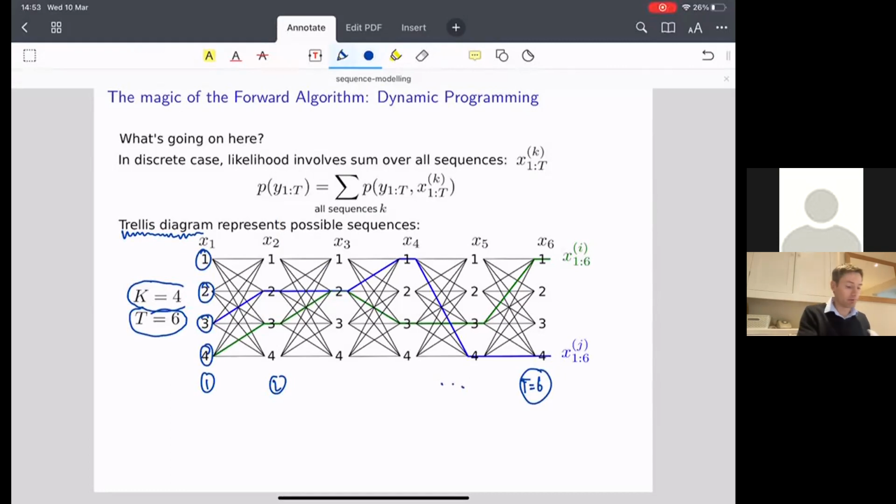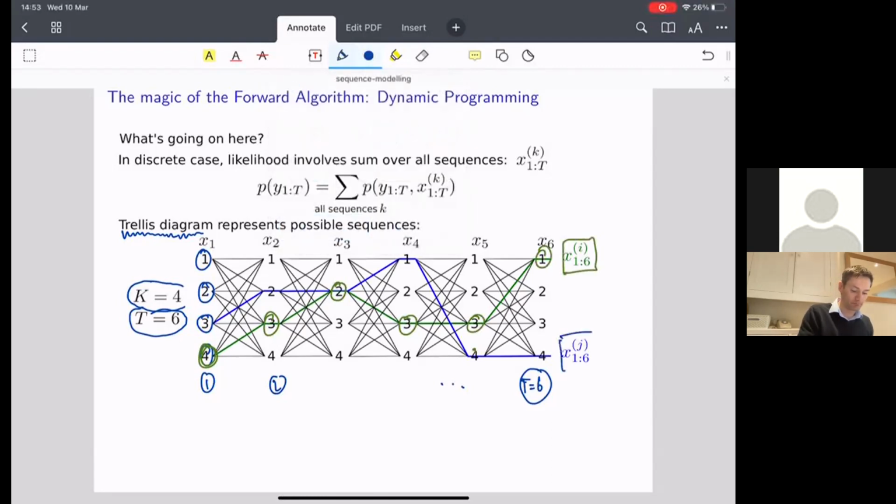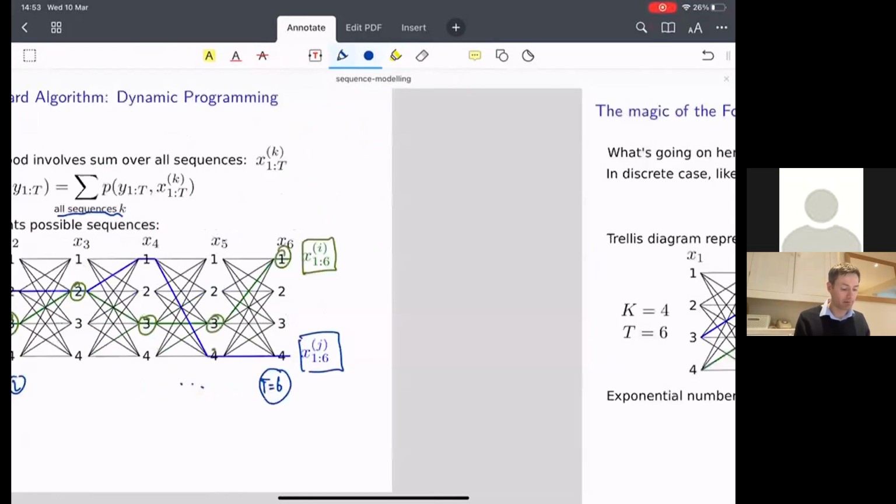So if you look at the green line here, the green line is a sequence which starts in state 4, then goes to 3, 2, 3, 3, and then 1. And that's one possible sequence. The blue line shows another possible sequence. So here we have to sum over all possible sequences in this calculation. So how many sequences are there? How many would we have to enumerate if we were going to calculate the sum in this way?